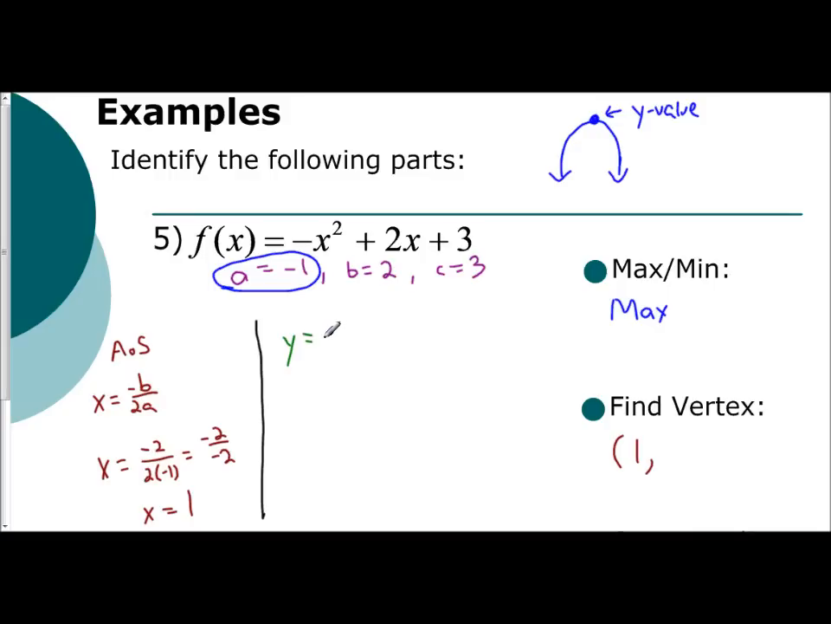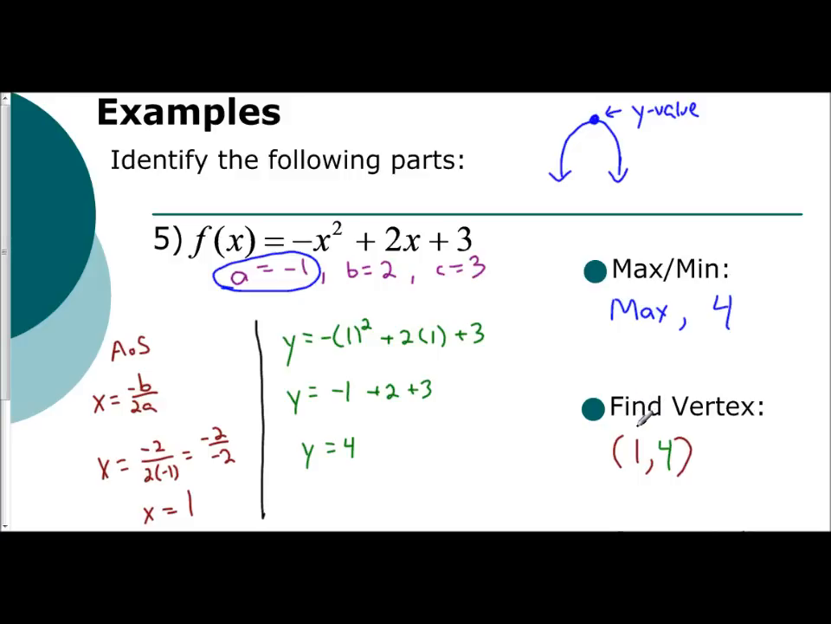So y equals the negative of x squared, so the negative of 1 squared, plus 2 times 1 plus 3. Order of operations is do the exponents first, so 1 squared is 1, and then multiply, so I get a negative 1. So y equals negative 1, 2 times 1 is 2, and then plus 3. So negative 1 plus 2 plus 3 is 4. So the y-coordinate of the vertex is 4, which means the maximum value for my quadratic function is 4.